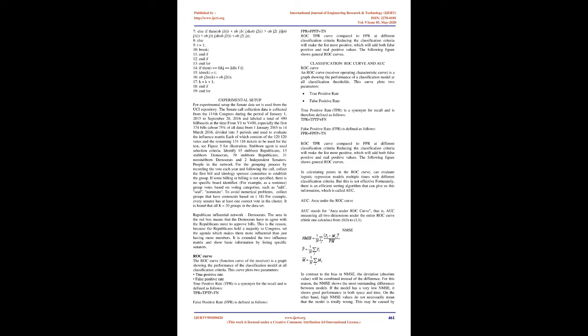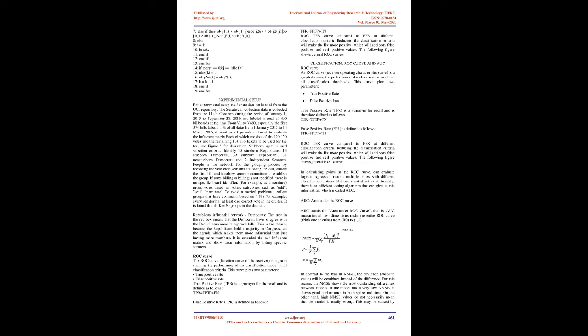120 votes, and the remaining 116 votes are used for the test. See Figure 5 for illustration. The stubborn agent selection criteria is used. Identify 15 stubborn Republicans, 13 stubborn Democrats, 39 non-stubborn Republicans, 31 non-stubborn Democrats, and 2 independent senators.